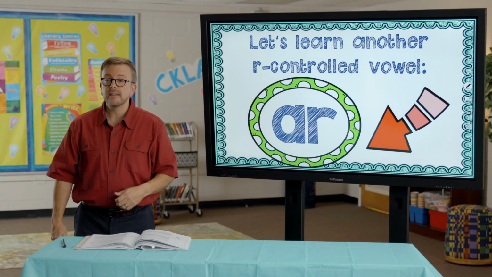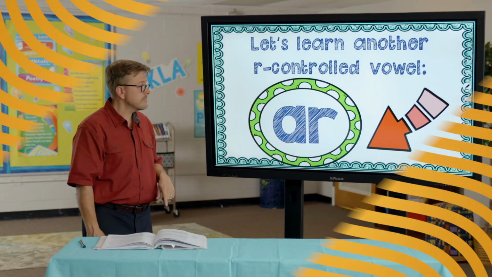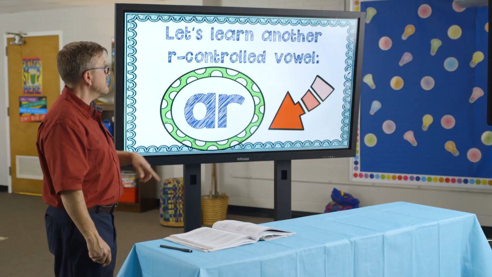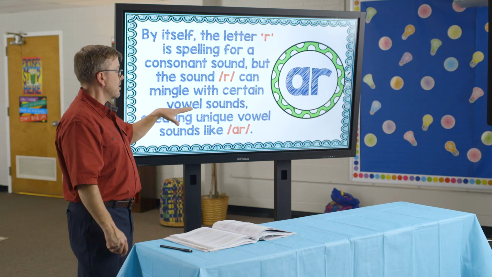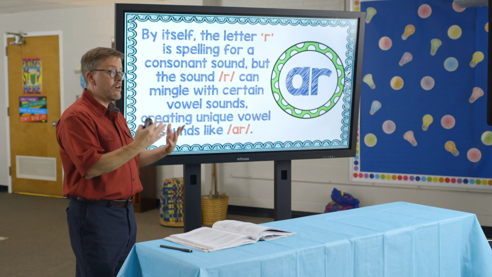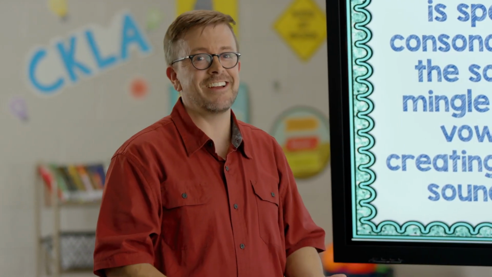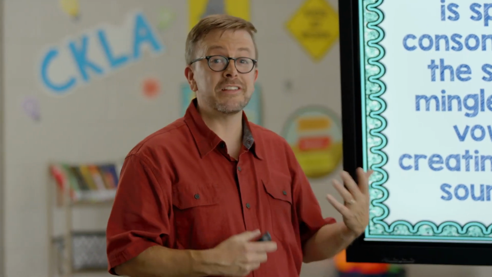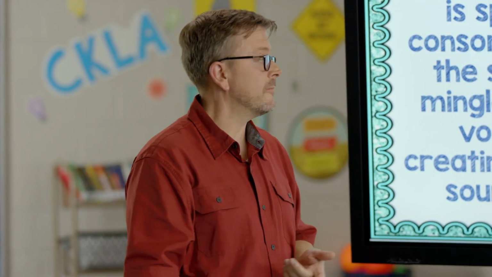So have a seat and let's look at this AR that you just practiced in all your wiggle cards. This AR sound is another R-controlled vowel, and it makes this unique sound of R. Even though the letter R sounds like this sound, we've got to be careful that when it's in a word, we put the A with it to have that R control that vowel.